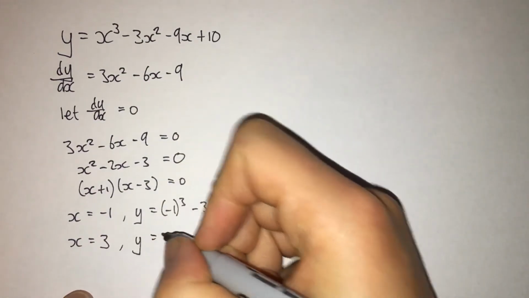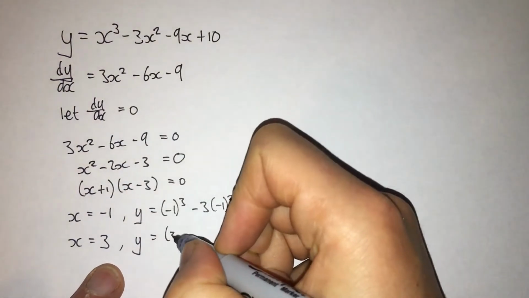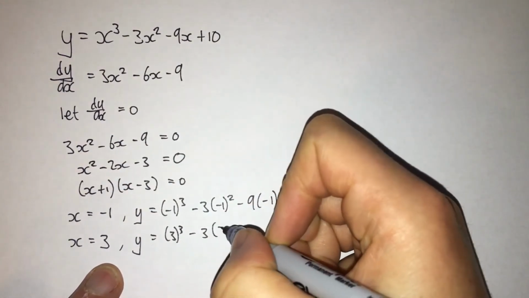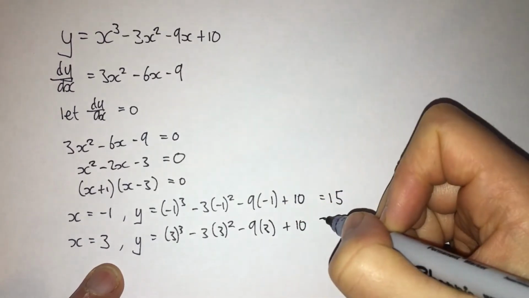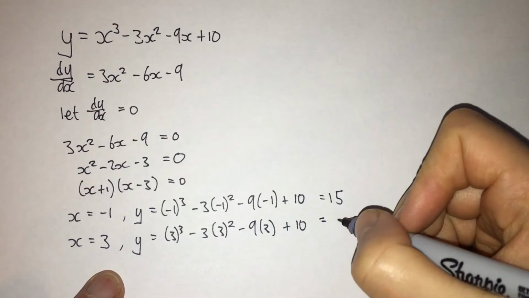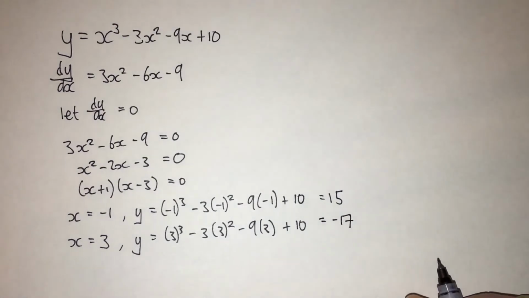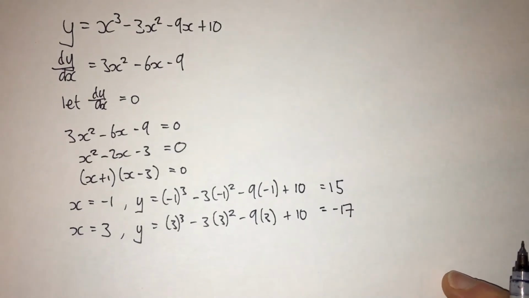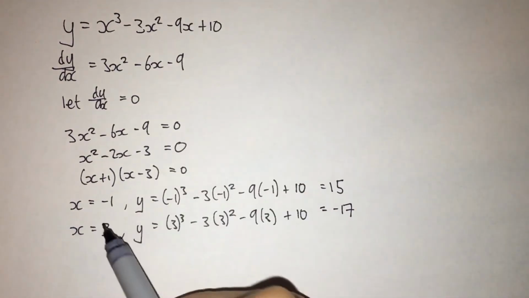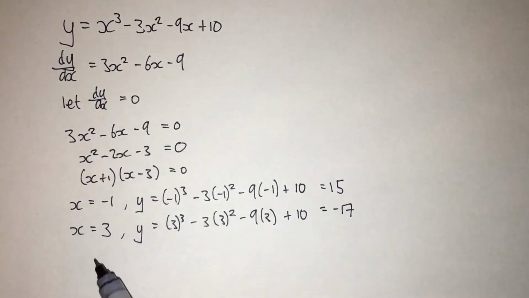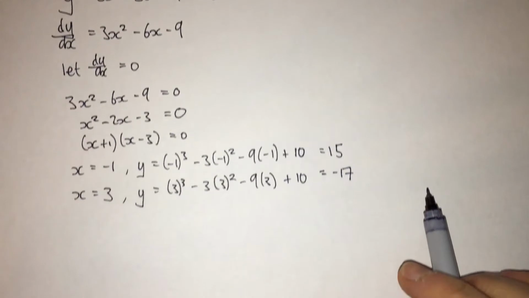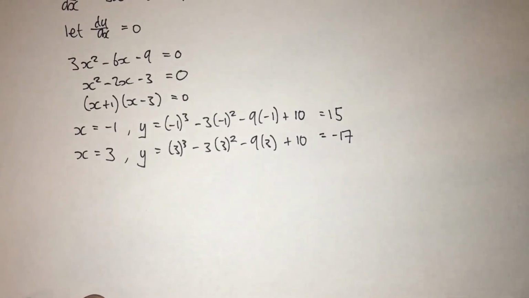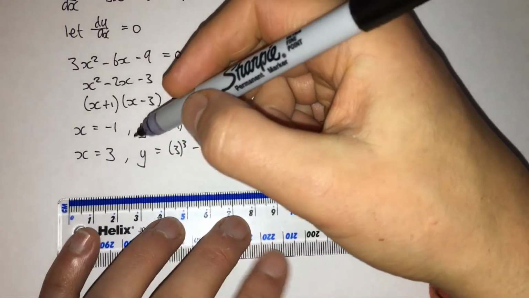Similarly, if we put 3 in for x, we've got 3 cubed minus 3 lots of 3 squared, minus 9 lots of 3, plus 10. And if I put that into a calculator, it will give me a value of negative 17. So we know this graph has stationary points at negative 1, 15 and at 3, negative 17. But what are the nature of those stationary points? Well, to do that, I'm going to draw a little table with 3 columns.